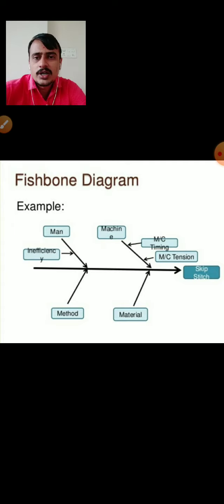Then fishbone diagram. Here is the fishbone diagram picture for man and method. Man is divided into efficiency and a horizontal axis for sketch, and then machine and material. Machine covers timing, machine time and machine tension process.